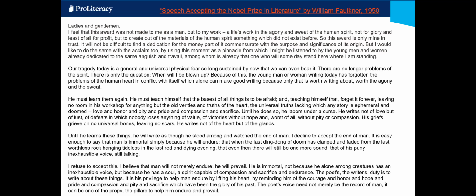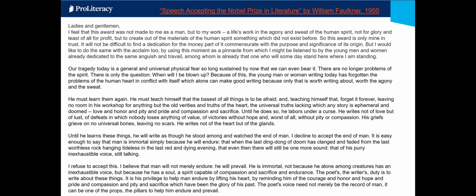Ladies and gentlemen, I feel that this award was not made to me as a man, but to my work, a life's work in the agony and sweat of the human spirit, not for glory and least of all for profit, but to create out of the materials of the human spirit something which did not exist before. So this award is only mine in trust. It will not be difficult to find a dedication for the money part of it commensurate with the purpose and significance of its origins. But I would like to do the same with the acclaim too, by using this moment as a pinnacle from which I might be listened to by the young men and women already dedicated to the same anguish and travail, among whom is already that one who will someday stand here where I am standing.